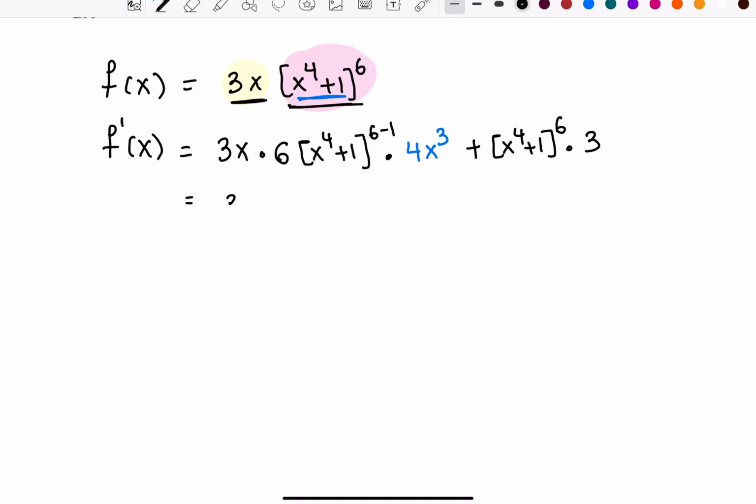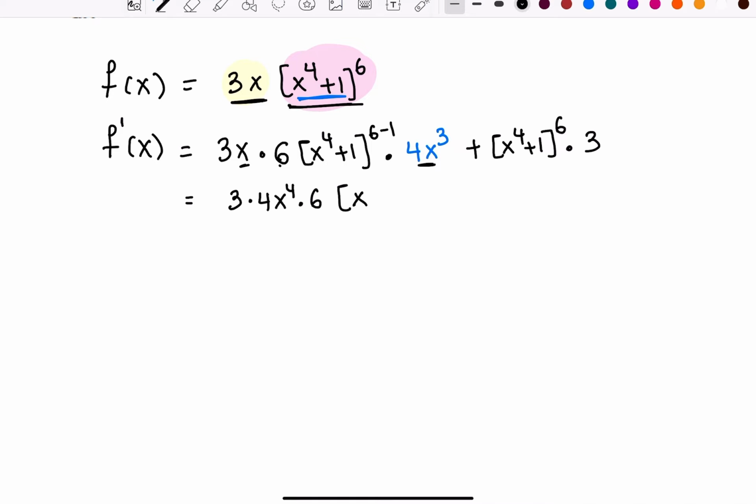Let me simplify this one. I have, what do I have? 6 times 3. Let me go ahead and simplify this function here. Do I have anything else? Yeah, I have 3 times 6. Let me write this down. 3 times x times 4x cubed is 4x to the power 4. You're going to see why in a second, times 6.